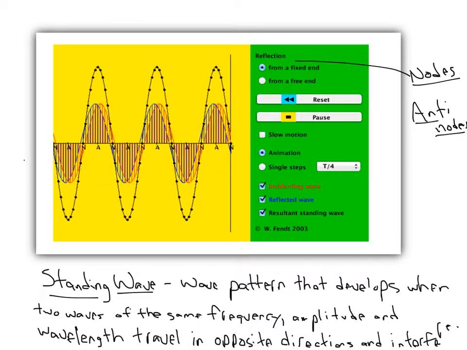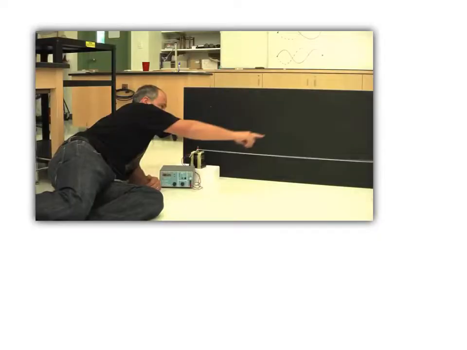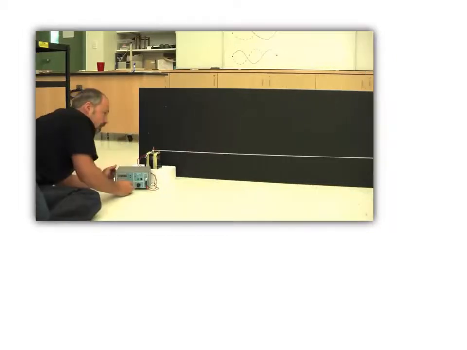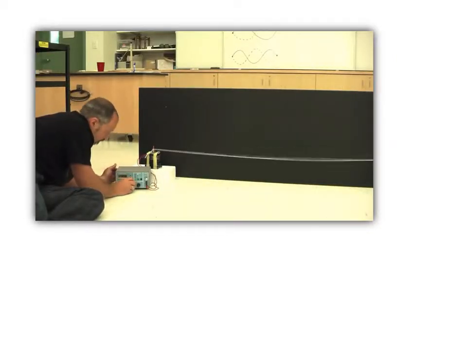Okay, so these are two key words to remember. There's a node and there is an antinode. All right, so let's take a look at standing waves on a string and see if we can learn a little bit more about that app we just saw. Well, let's go a little higher.